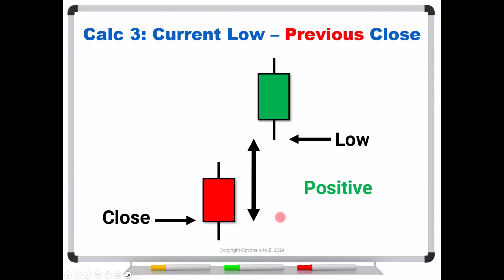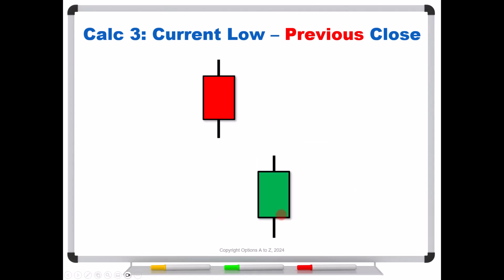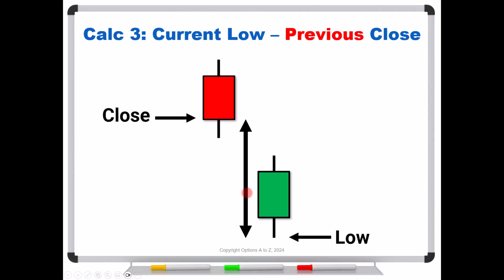But we could also get the reverse. We might get something like this. Now we're going to take the current low minus the close from yesterday, or the previous close. So now we're looking at this distance here. And so that would give us a negative number. But if you look at the formula, it says don't worry about the negatives. Let's just make them all positive by taking the absolute values. All right, so that's kind of a quick survey of the different calculations.